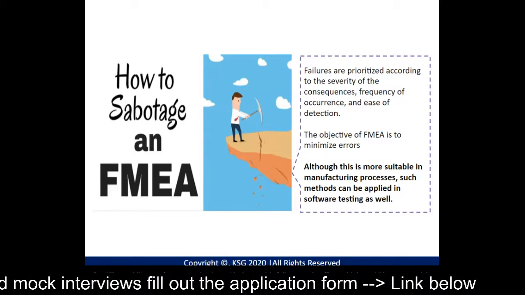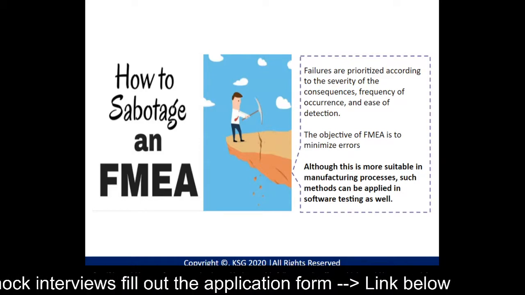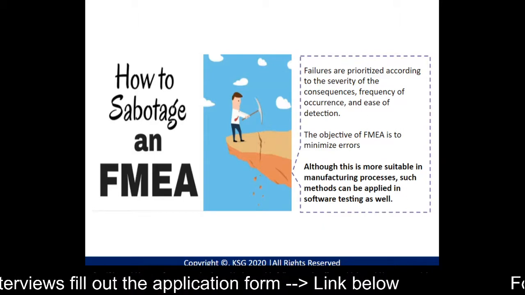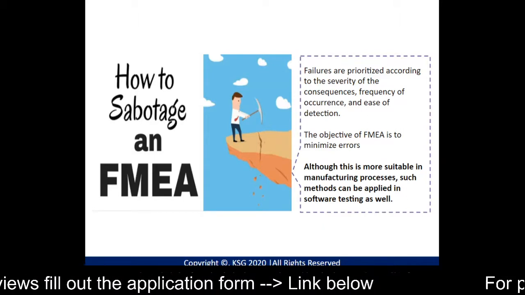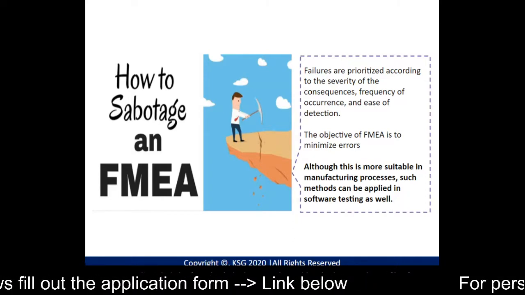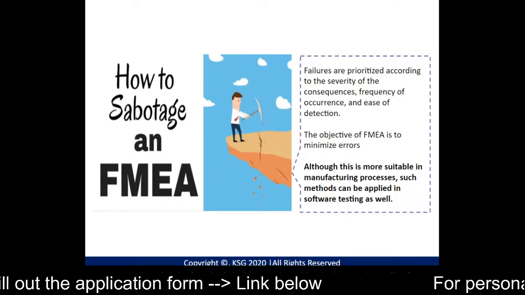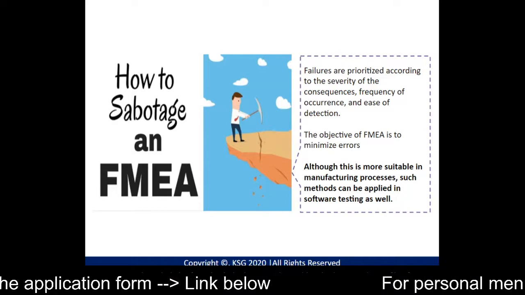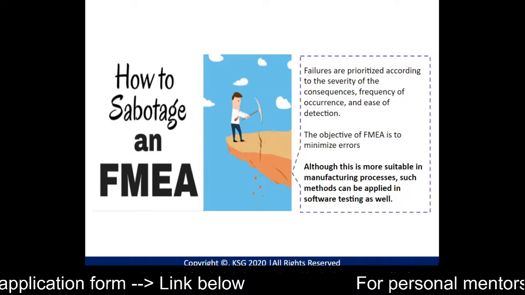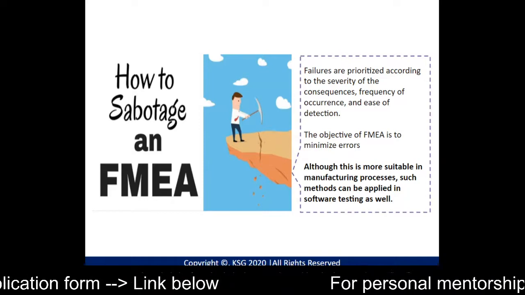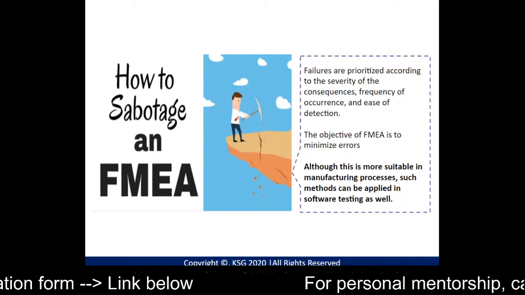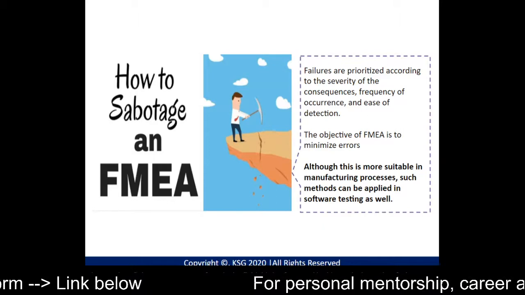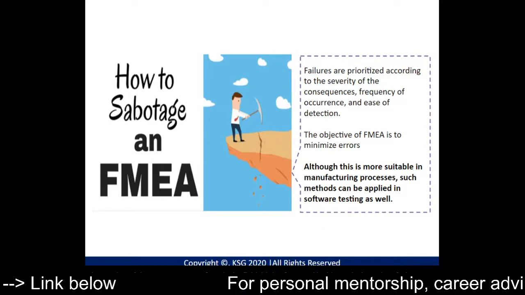And when we talk about effects analysis, the second part of FMEA, it refers to studying the consequences of particular failures. This is often used in the study of Lean and Six Sigma methods in statistical quality control. In this approach, failures are often prioritized according to the severity of the impact, the frequency of occurrence, and how easy it is to detect. So the core principle here is to minimize the number of defects or errors.